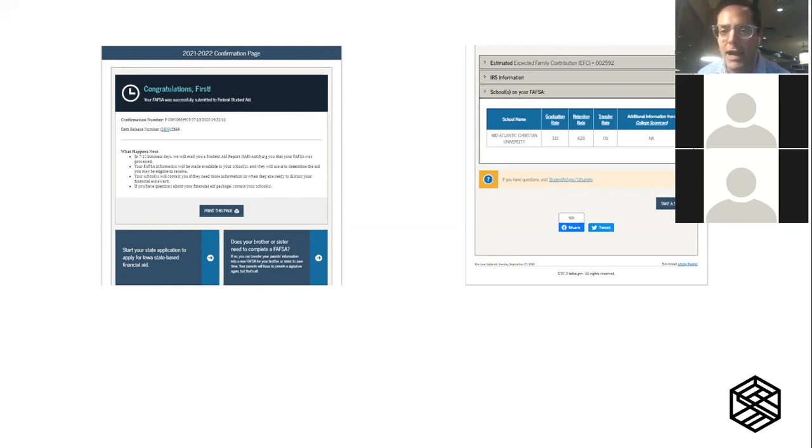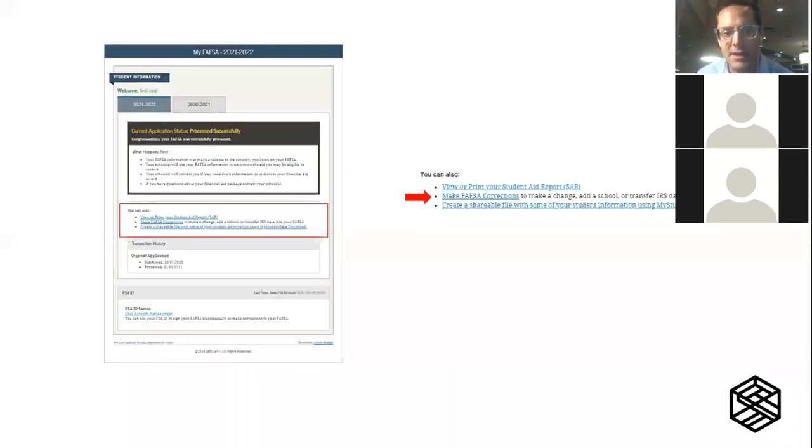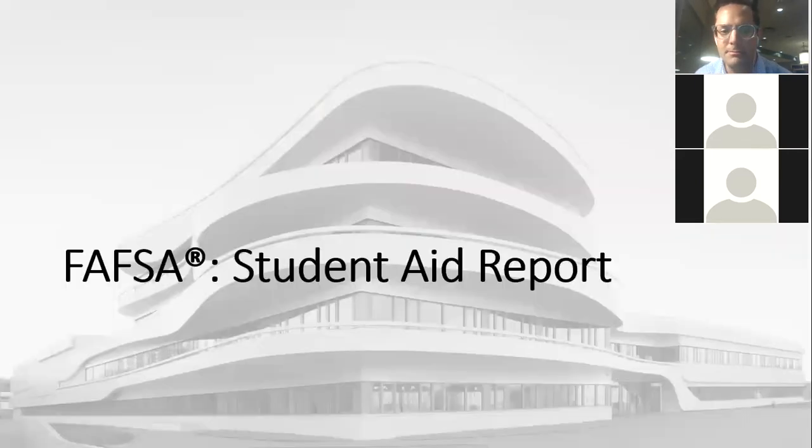It gives you more information on the IRS, and then school data information on the schools you entered in the FAFSA. If you have to go back and do corrections, there is an opportunity to do that. Again, this is that initial dashboard page, so you can make FAFSA corrections, so you can log back in and correct things if you need to at a later time.